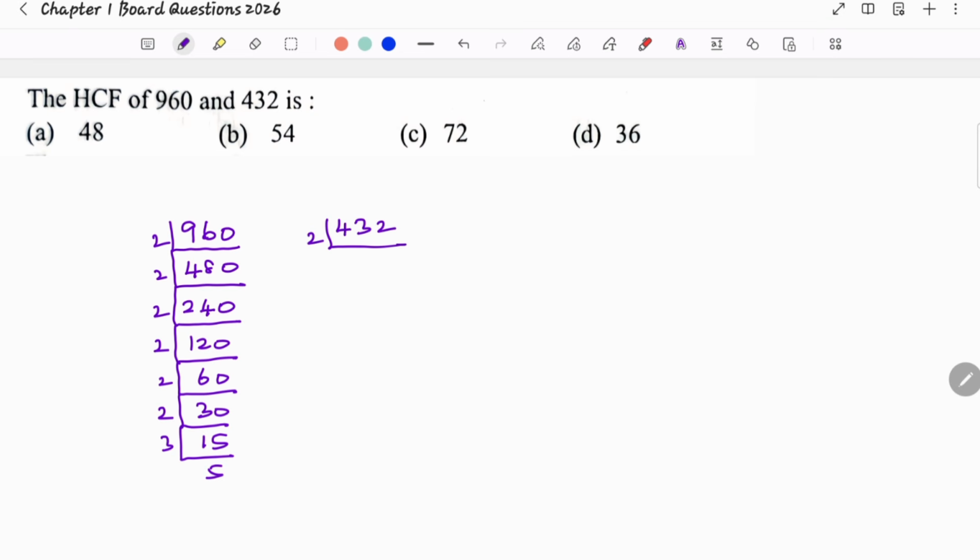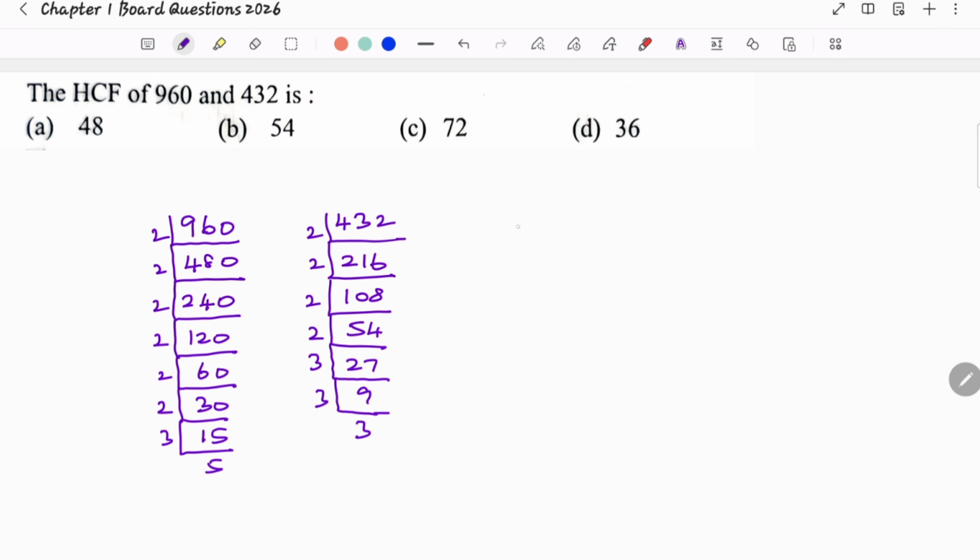Next number, 432. 432 divided by 2, it's 216. This can be divided by 2, 108. 108 divided by 2, it's 54. 54 can be divided by 2, it's 27. Now it's divided by 3, 9. Now divided by 3, 3.